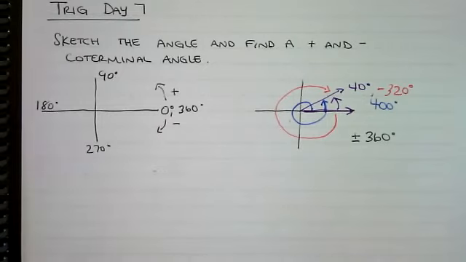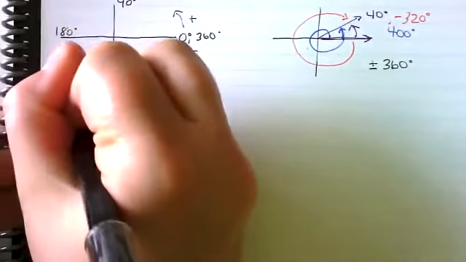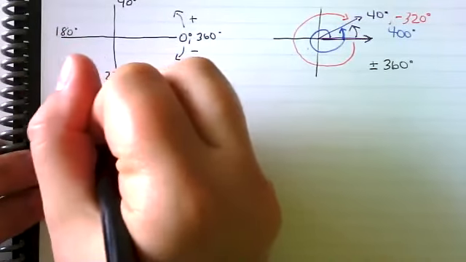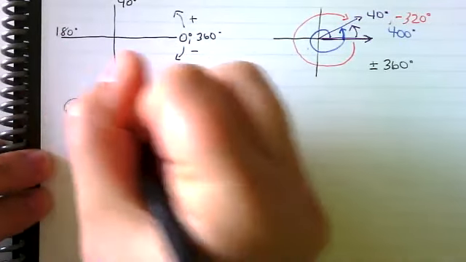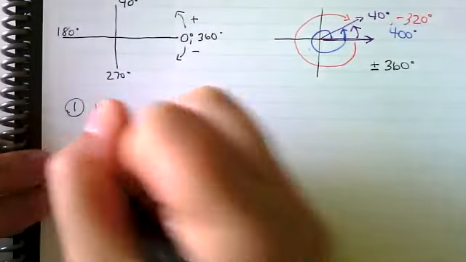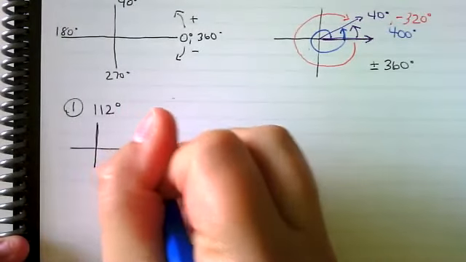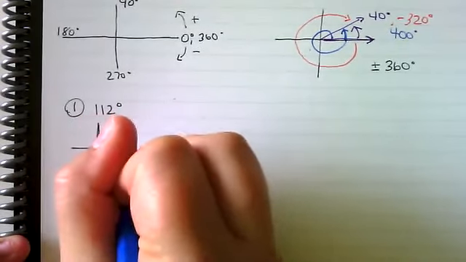So let's look at some examples here. Let's say I have 112 degrees. The first thing I want to do is sketch it. And your sketches don't have to be perfect. You're obviously not going to measure it with a protractor. You're just showing where it is going to fall. So remember, I always start at 0 degrees. So here's my first side right here at 0 degrees.